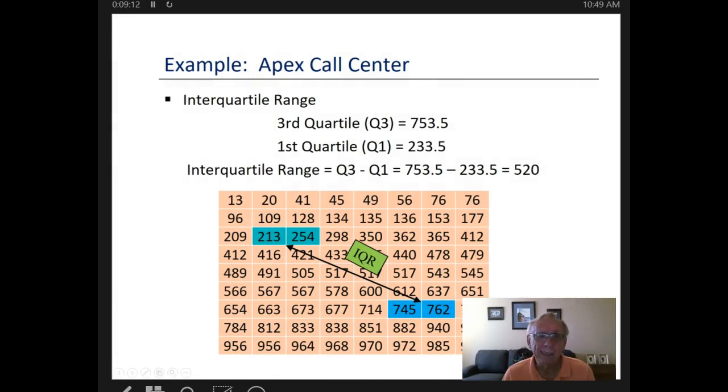If we go back and look at that 72-number data set that we looked at previously, we've determined that the third quartile is 753.5, the first quartile is 233.5, and the IQR, or the interquartile range, will be 753.5 minus 233.5, or 520.